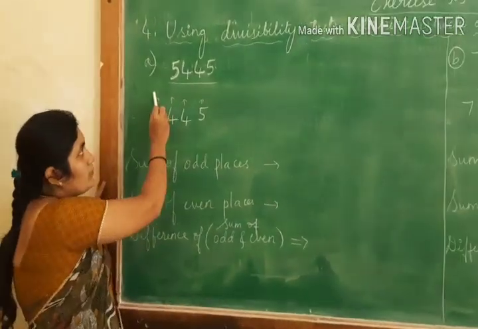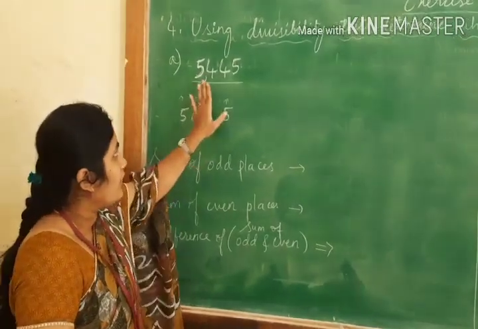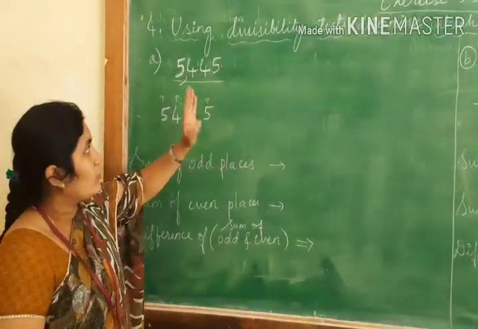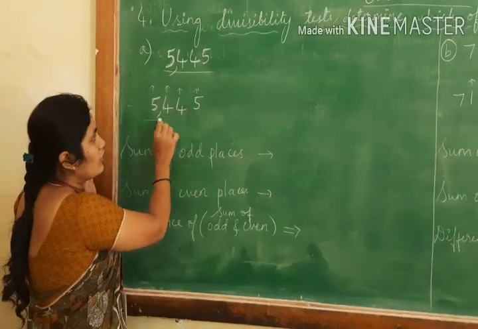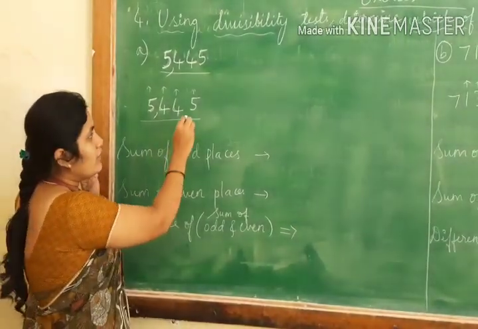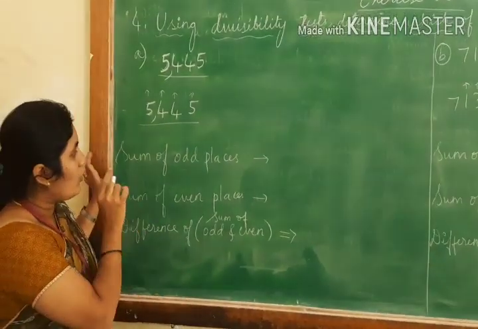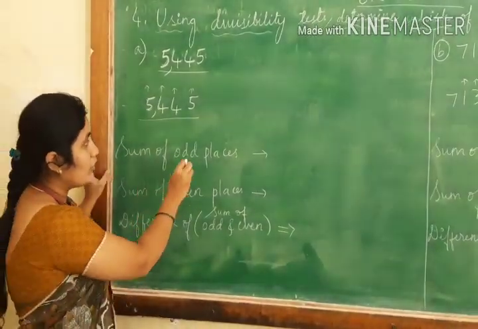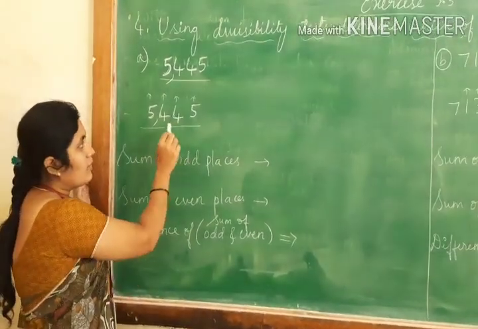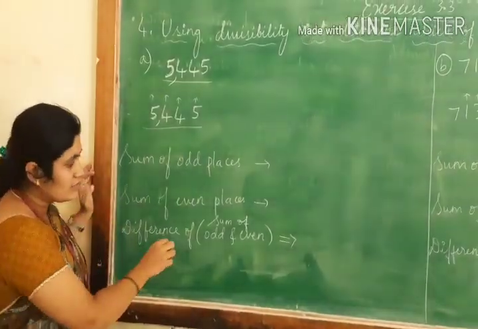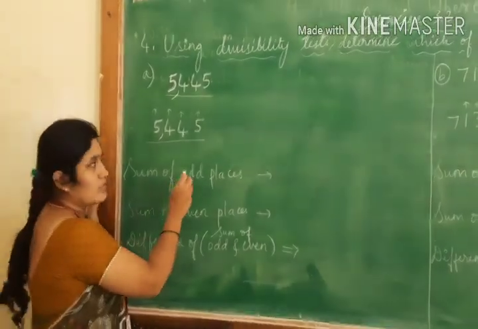So the first problem is 5445, and we are going to check whether the given number is divisible by 11 or not. First consider the number 5445. According to the divisibility rule of 11, we add all the digits which are in odd places at first, and then the digits which are in even places, then we take the difference. Now let us move on to the procedure.